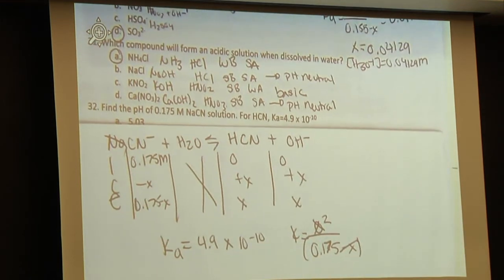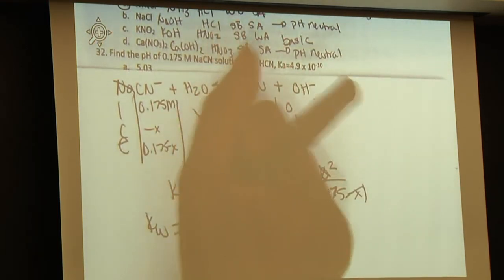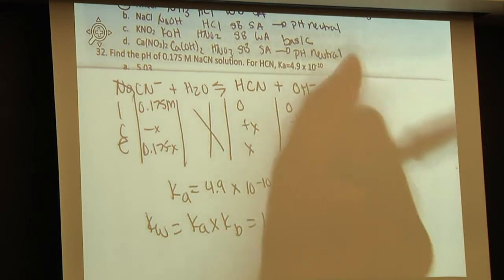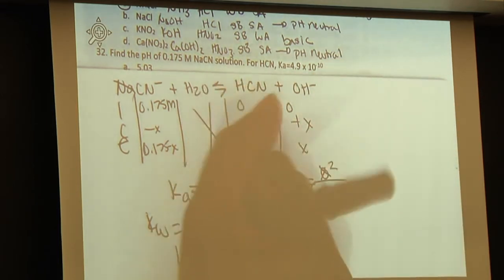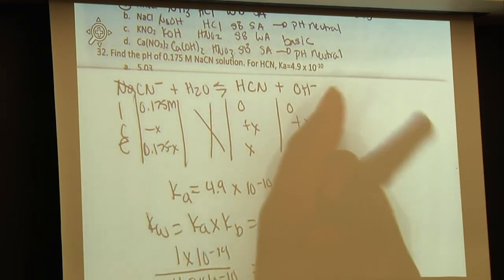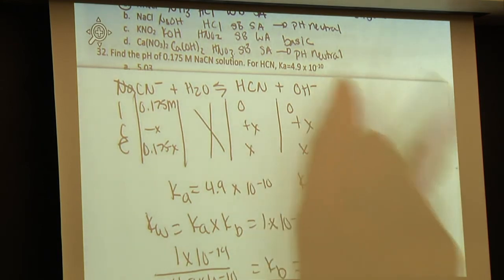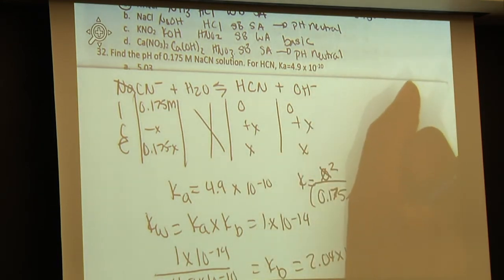All right, what is our issue here? Can we use Ka? No, because we have a basic solution here, so you have to solve for Kb. We know Kw equals Ka times Kb, and that value is 1 times 10 to negative 14. So we're going to do 1 times 10 to negative 14 divided by the 4.9 times 10 to negative 10 to get your Kb. And your Kb would be, what number is this? It would be 2.04 times 10 to the negative 5.